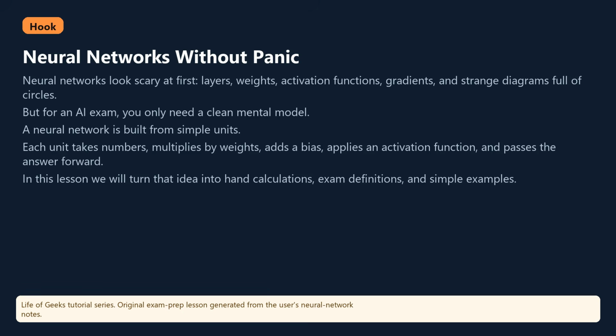We will calculate tiny examples by hand, explain why neural networks are more powerful than one perceptron, and connect the theory to common practical terms like ReLU, softmax, dropout, and backpropagation. Treat this as a calm revision class. You do not need to know advanced calculus to follow the big picture. You need to understand what each part does, why it exists, and how to explain it clearly when the exam asks.